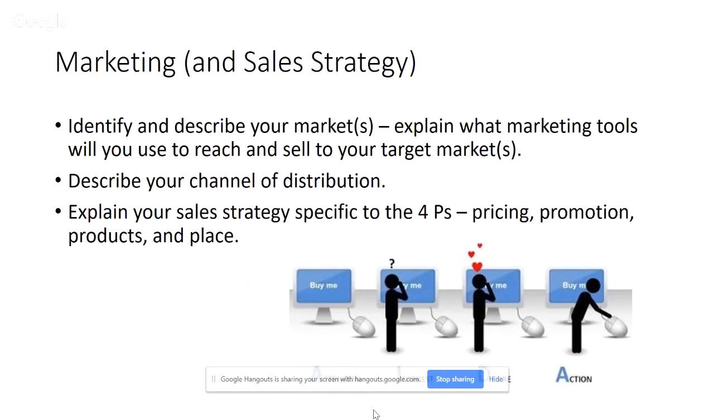So you want to, again, identify who your target market is and explain what marketing tools you will use to reach and sell to your target markets. Sometimes you might have two. You also want to identify and describe your channel of distribution, right? How you're going to get to them, and explain your sales strategy specific to the four P's: pricing, promotion, products, and place.